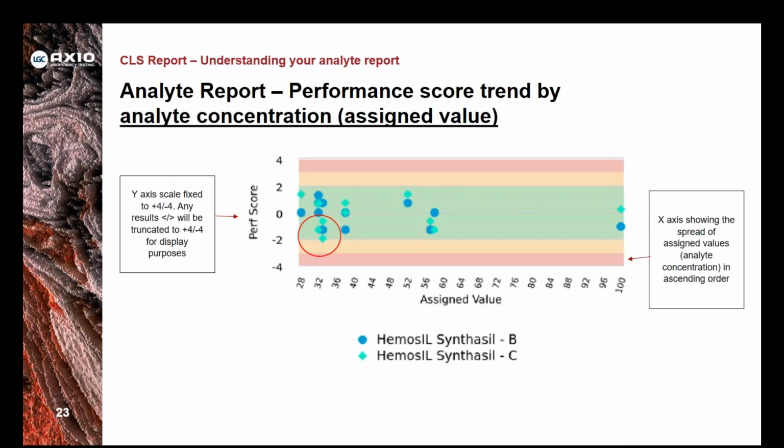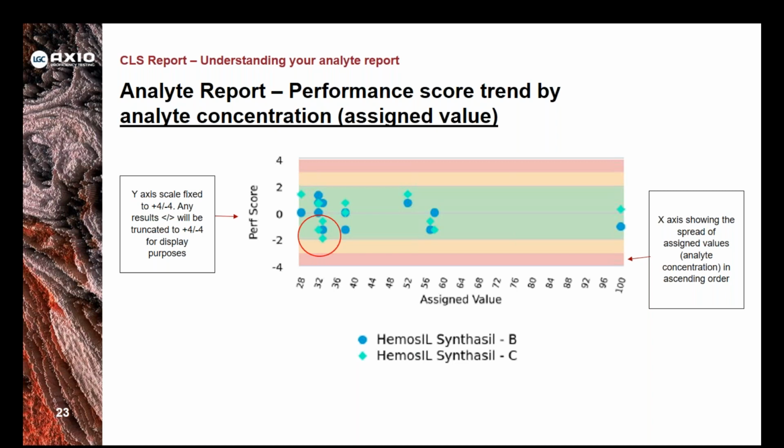And the second graphic provides assigned value trending. The performance scores are plotted by analyte concentration, enabling you to identify any issues or bias across low, mid, or high concentration levels. This is one of the most useful graphs because it can display a bias at a specific analyte level. You can see that the assigned value of 32, which I've circled in red, there's an aqua diamond right on the edge of the amber section in the graph.